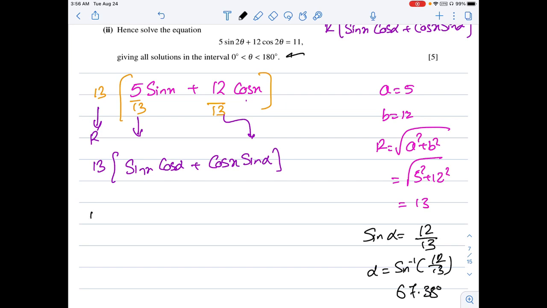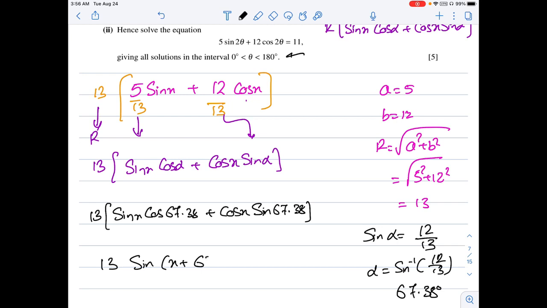67.38 degrees. So it becomes 13 times sin x cos 67.38 plus cos x sin 67.38. So it becomes 13 sin of x plus 67.38. That's going to be the answer. Coming to the second part, hence solve the equation this is equal to 11 and all the solutions between 0 to 180.